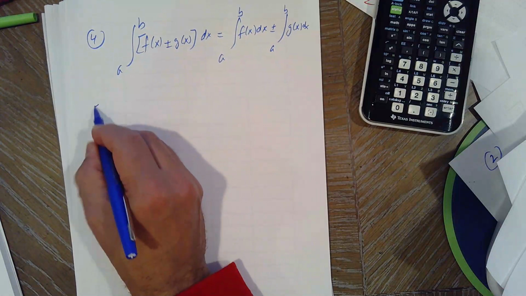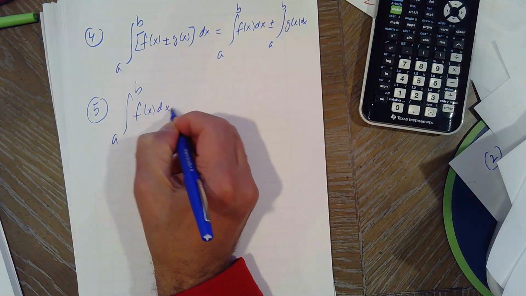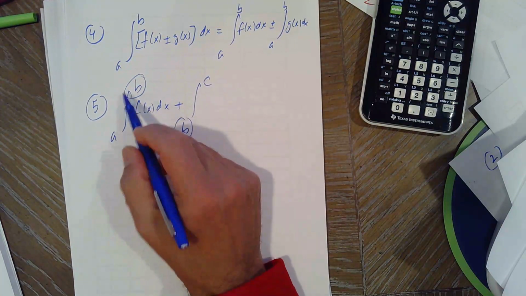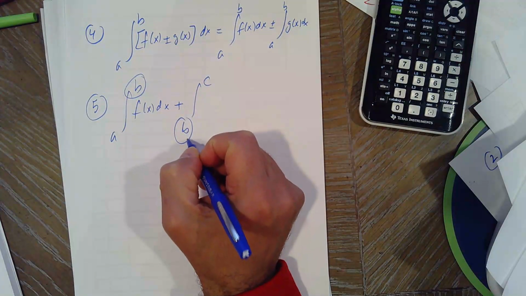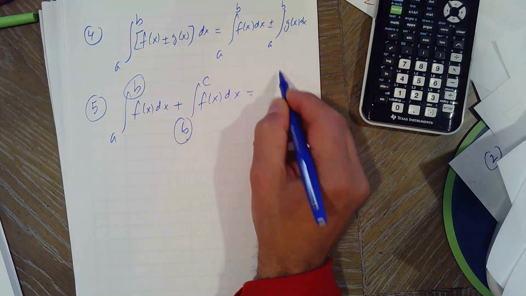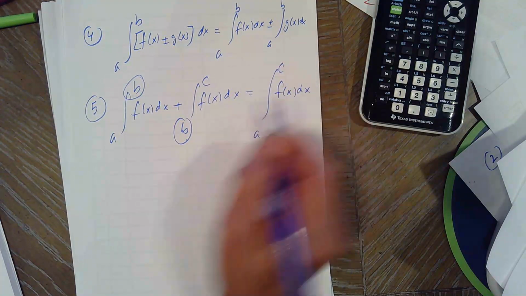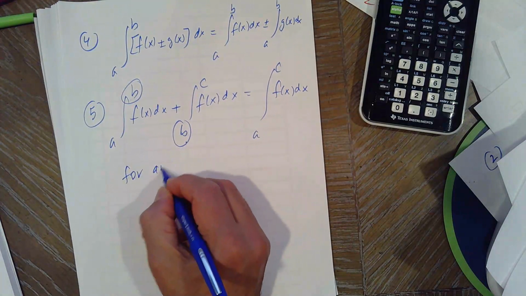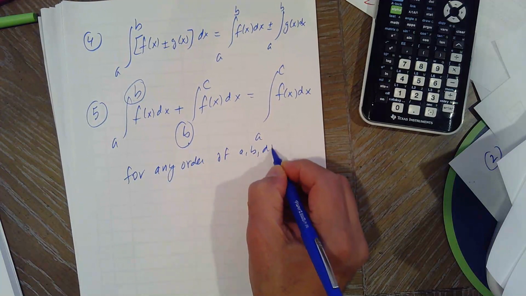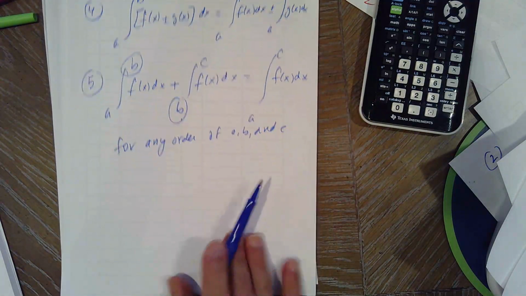And number 5, the integral from a to b of f(x) dx plus the integral from b to c, as long as these values are the same, the upper limit of the left is the same as the lower limit on the right, f of x dx, we can write it as the integral from a to c of f(x) dx for any order of a, b, and c. They don't have to be in increasing order or decreasing order. They can be in any order.